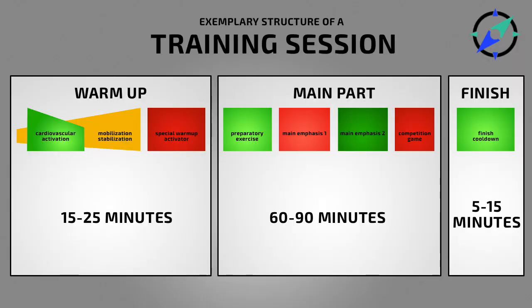Let's get started. Okay, so at first there are 3 main parts of a training session. The warm-up, which lasts about 15 to 25 minutes. The main part of the training where you have the main emphasis of the training, 1 or 2 things you want to practice very intensely in this session. And this main part lasts about 60 to 90 minutes, depending on how much training time you have in total. And then there is the last part of the training, the finish, the cool down, which should be 5 to 15 minutes, depending on how much time you have and how the rest of the training worked out.